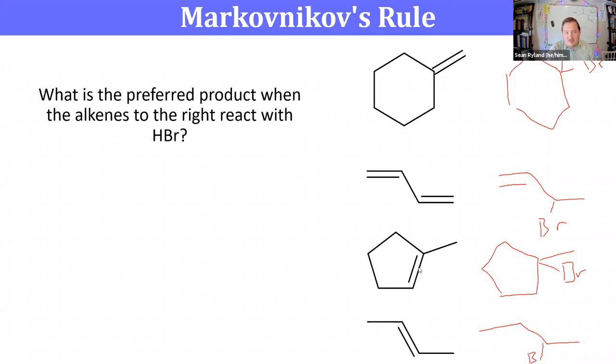Same here. It doesn't matter that the alkene is part of the ring. As long as it's not a benzene ring, as long as it's not a full aromatic ring, it doesn't matter that the pi bond is part of the ring structure, it still follows our same rules. Put your nucleophile on the more substituted carbon. And don't forget to erase the pi bond.